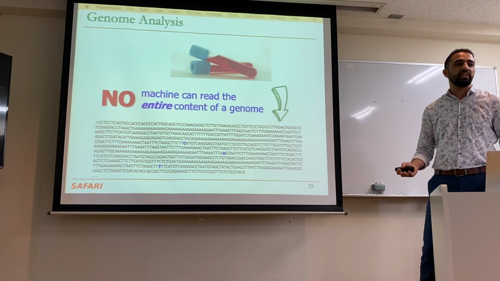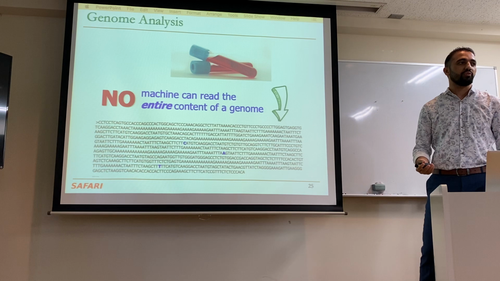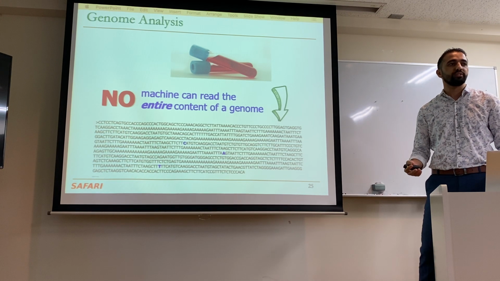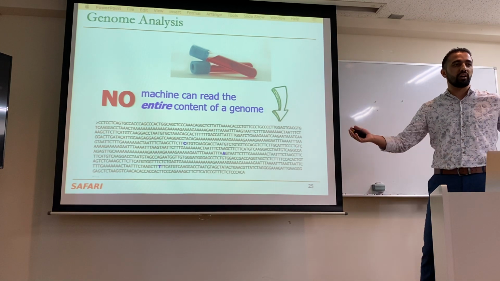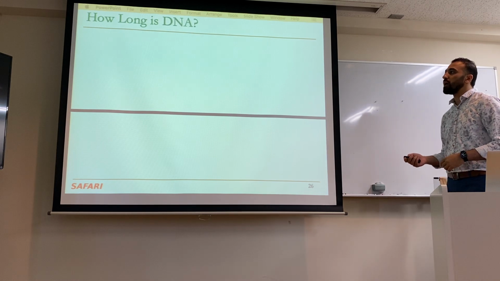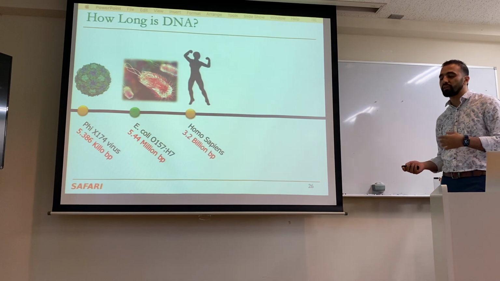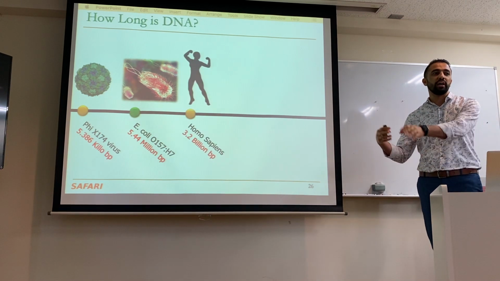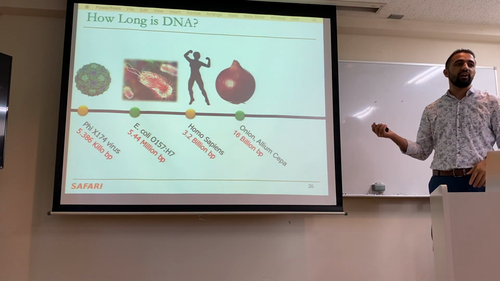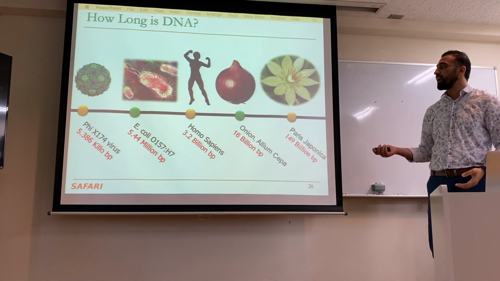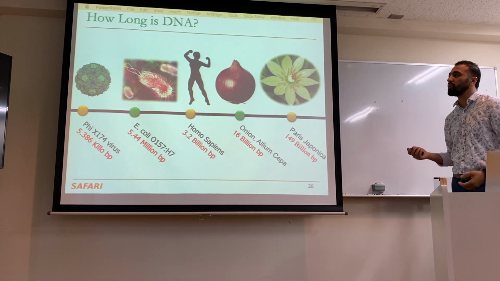Unfortunately, we don't have any machine that can read our entire DNA. What we do have is a machine that can read portions of our DNA, very small segments. These segments could be very short or very long, but we cannot read the entire content of our DNA. So how long is the DNA? For viruses, a few thousand letters; for bacteria, a few million; for a human being, a few billion, and we are not the best on Earth in terms of the length of our DNA. For example, red onion has 5x longer DNA than ours, and this Japanese flower has 15x longer DNA than ours. So it's really challenging.